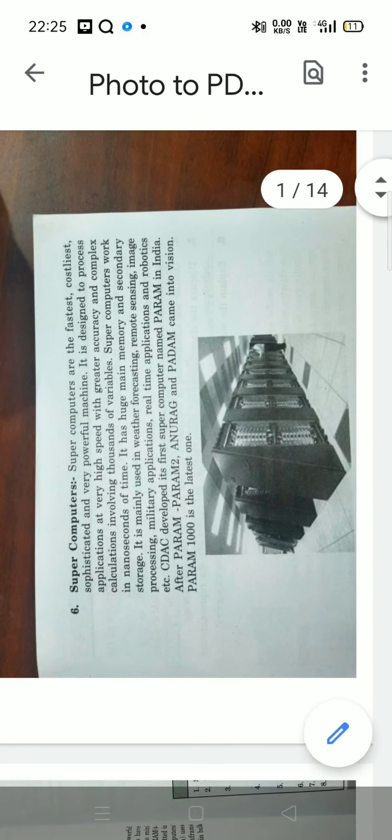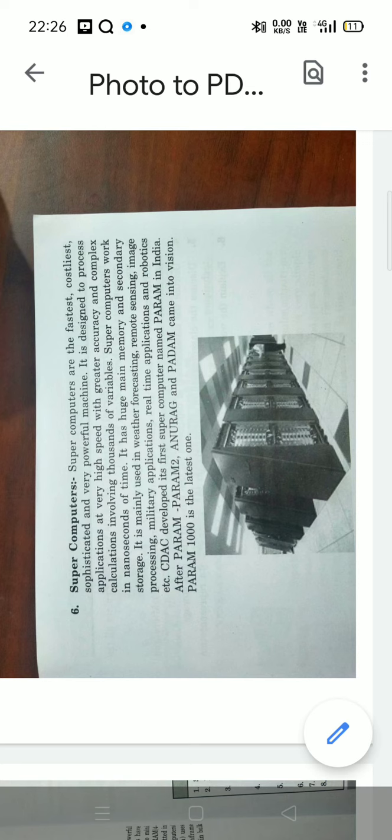Next come to the supercomputer. Supercomputers are the fastest, costliest, sophisticated and very powerful machines. They are designed to process applications at very high speed with greater accuracy and complex calculations involving thousands of variables. A supercomputer works at nanosecond speed. It has huge main memory and secondary storage. It is mainly used in weather forecasting, remote sensing, image processing, military applications, etc.